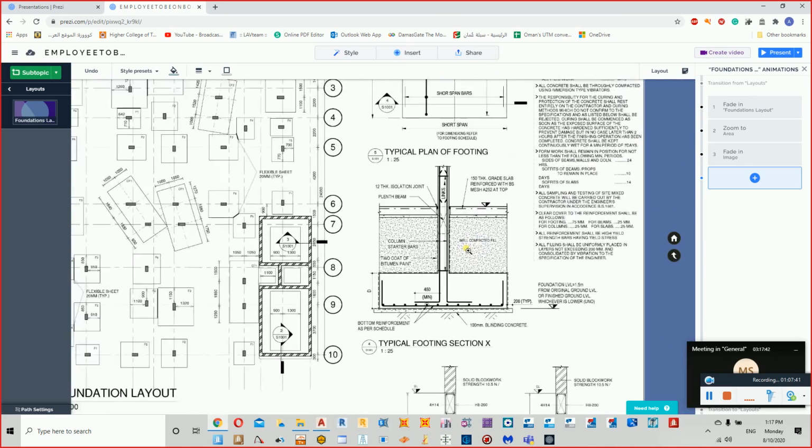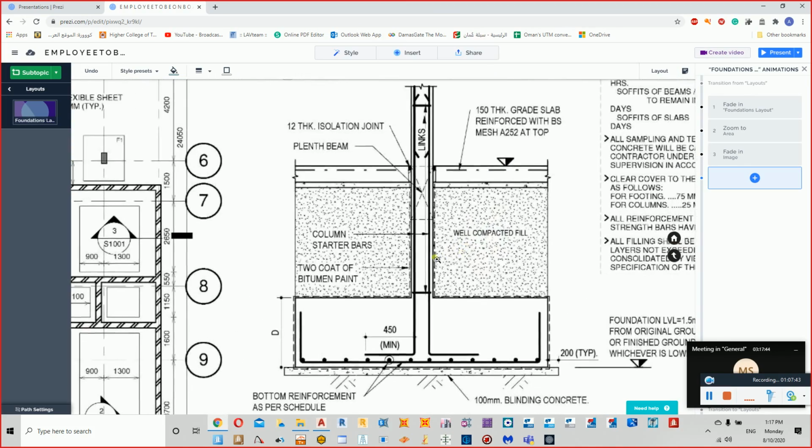And just to illustrate for you the last thing, this is the foundation, and this is the starter column that we have mentioned in the pictures, if you remember, and the coating of bitumen paint, and this is the compaction or backfill that we have done, and then finally we have the grade slab or slab on clay.